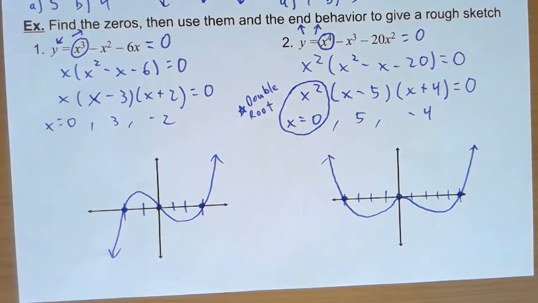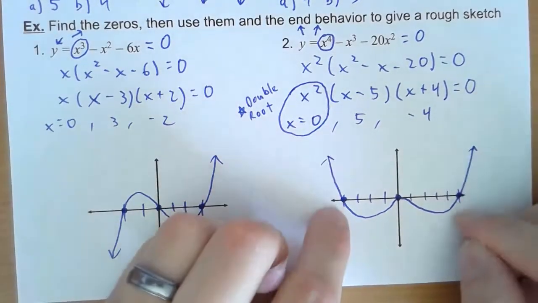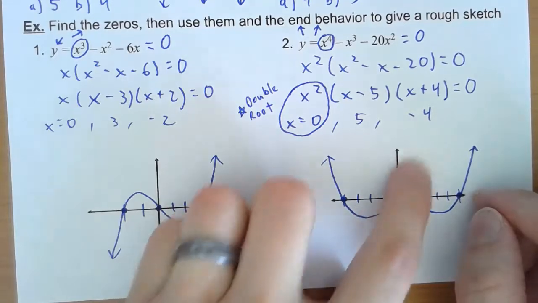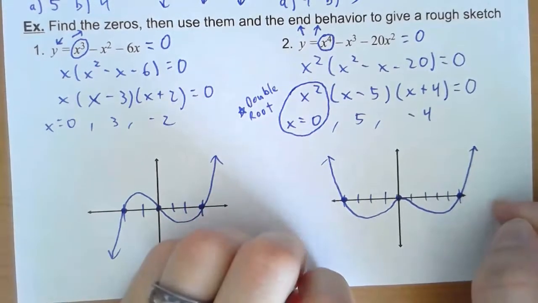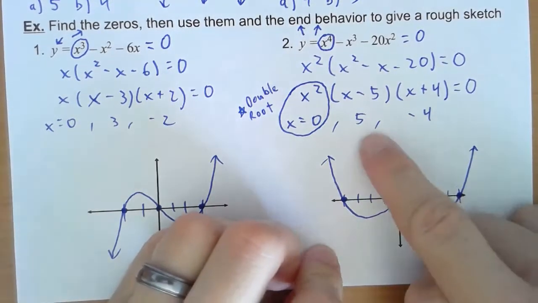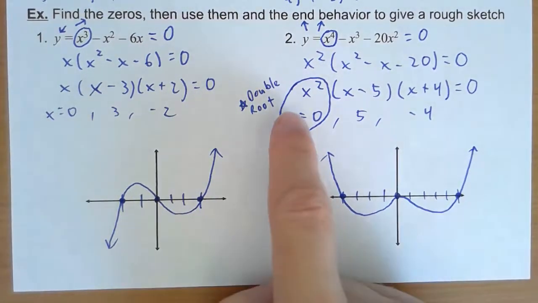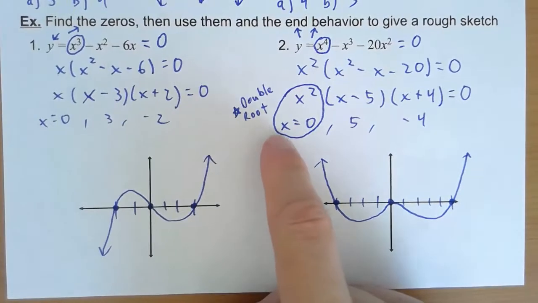All right, so here's what this one looked like. The tricky thing is, we know that the arrows at the end have to go this way, but if we just went cross, cross, cross, we'd have the arrows going in the wrong direction. The reason is there's something called a double root here.